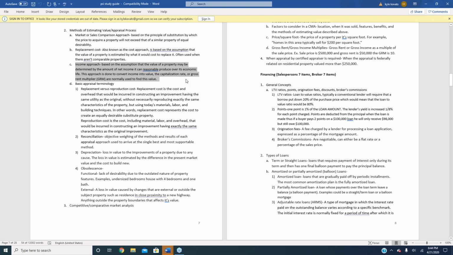The whole purpose of the income approach is to figure out, how much income does the property generate, and how do we turn that into a valuation? So the whole purpose of the income approach is to try to convert income into value.